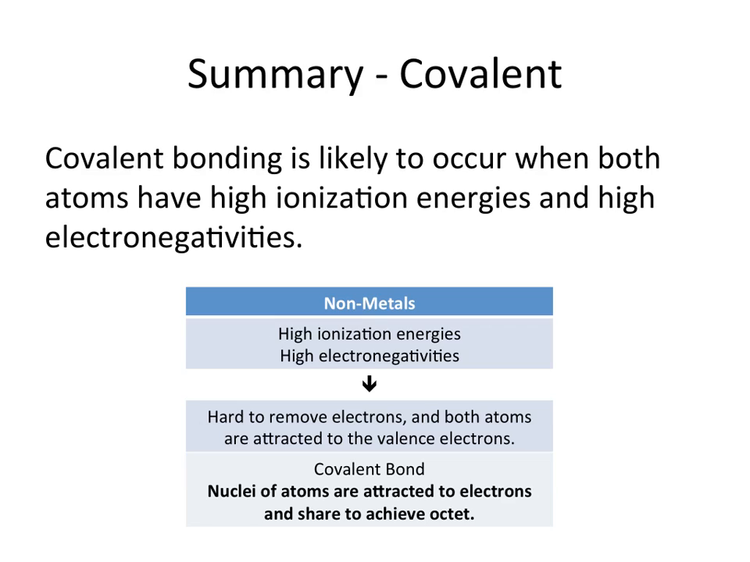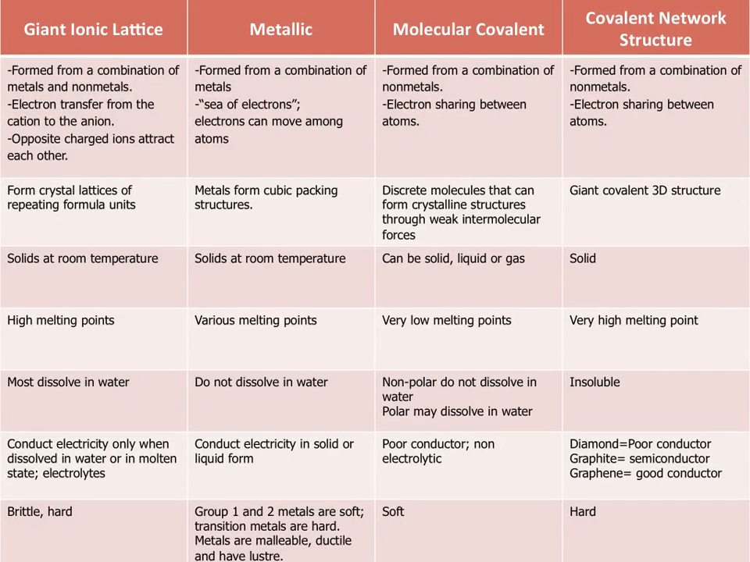So again, to form covalent bonds, it has to deal with atoms that have high ionization energies and high electronegativities, and these are usually characteristics of nonmetals. Because they don't want to lose and they both want to gain, they're going to have to share electrons to create that octet. So here's our final summary of our properties.